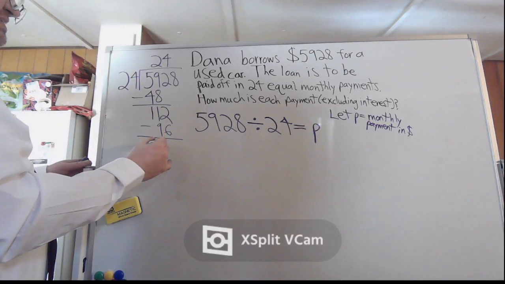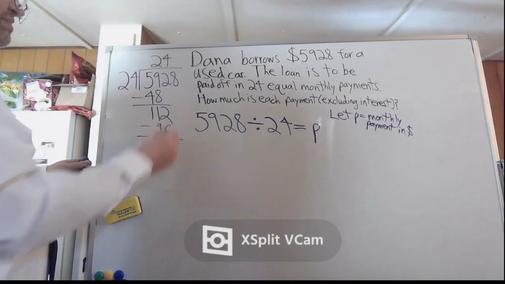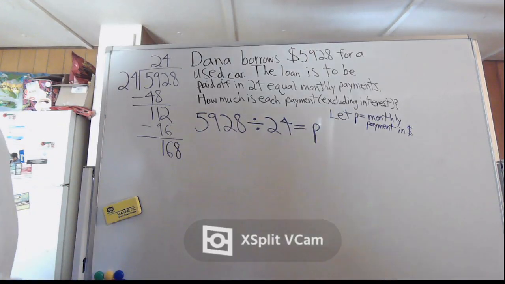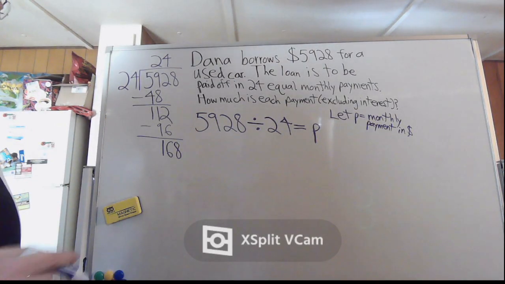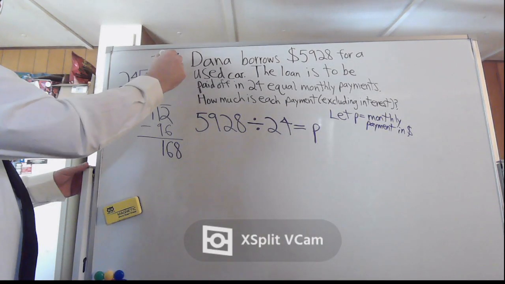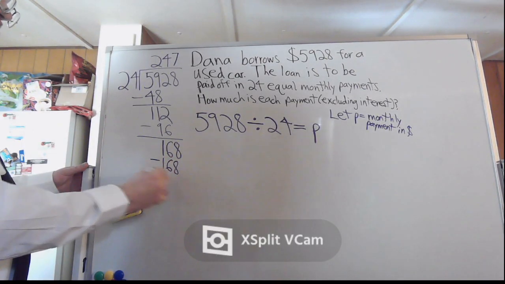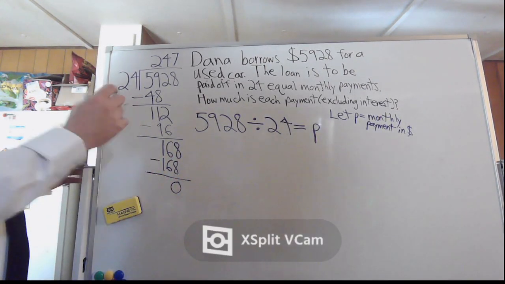112 minus 96 is in fact 16. Bring down your 8 from the dividend. How many times does 24 go into 168? It goes in 7 times exactly. 7 times 24 is 168. Subtract it from itself, you get 0.